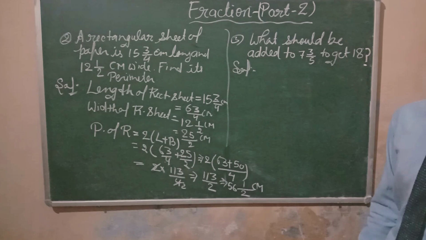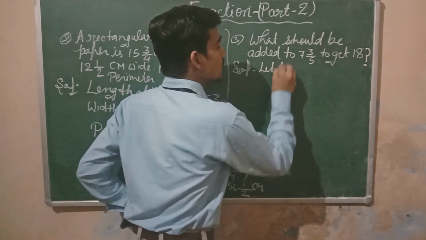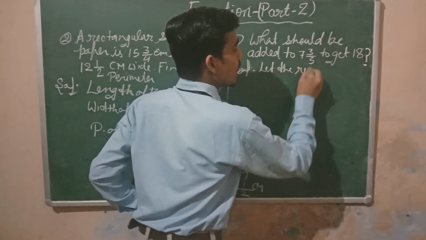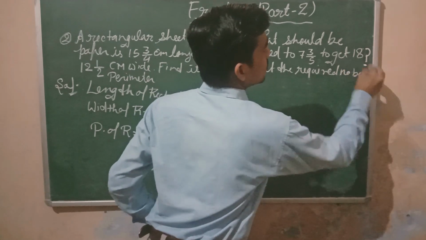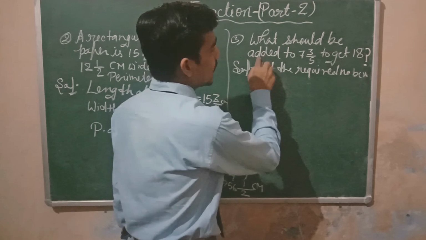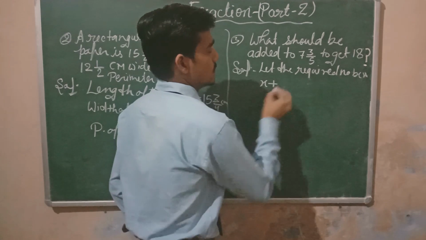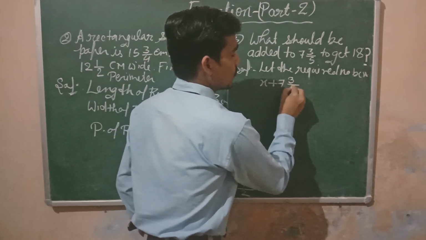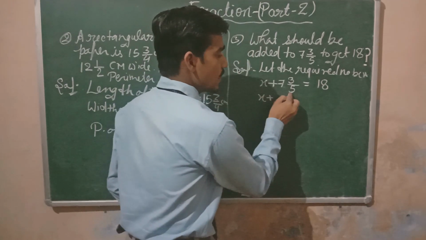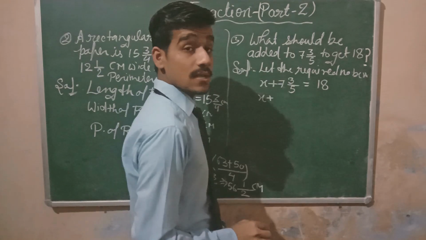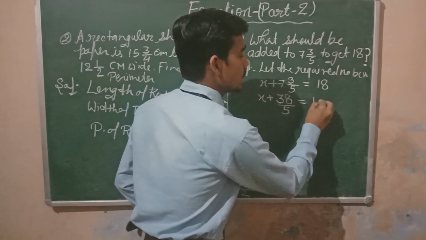And our third question, number 3, is what should be added to 7 into 3 by 5 to get 80. Clear? Firstly, you will write here, let the required number be x. Clear? x plus 7 into 3 by 5 is equal to 80. Clear? 7 5s are 35, 35 plus 3 is 38, 38 upon 5.